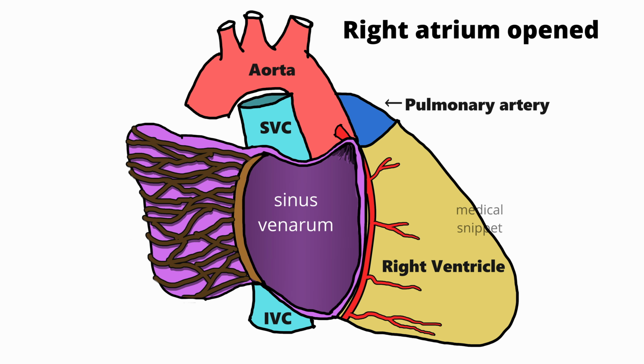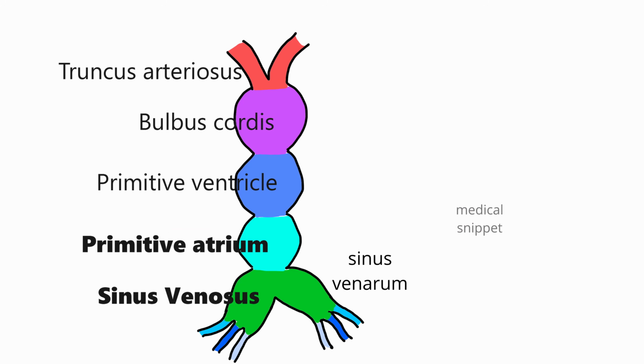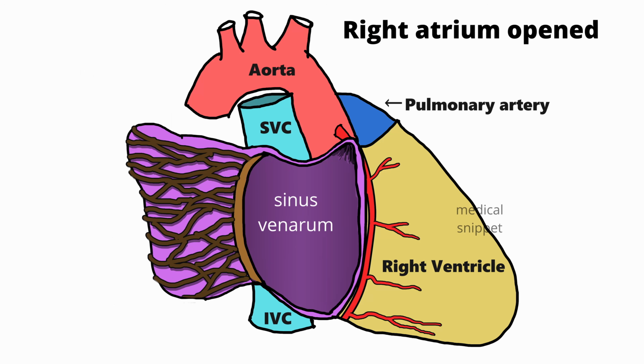The part of the right atrium posterior to the crista terminalis is smooth, and it is called sinus venarum. This smooth venous part of the right atrium develops from sinus venosus part of the embryonic heart tube. Sinus venarum receives the venous blood from superior vena cava, inferior vena cava, and coronary sinus.